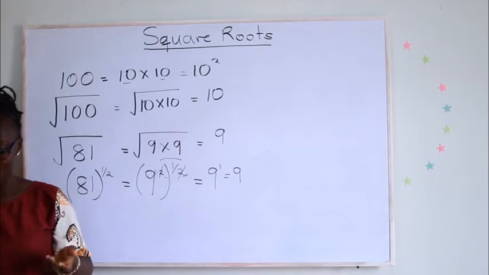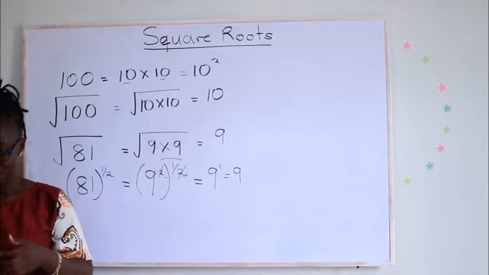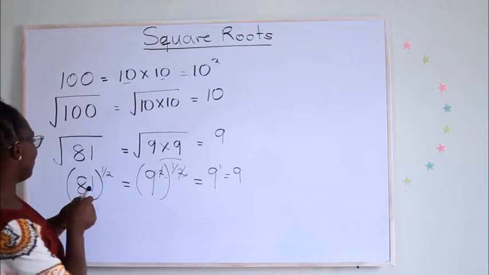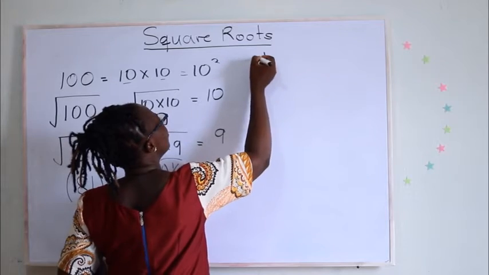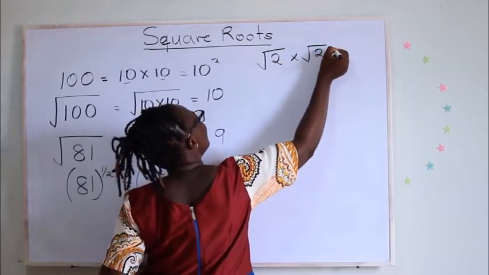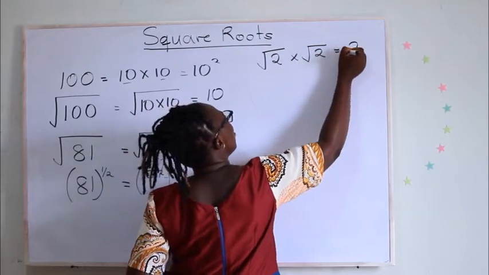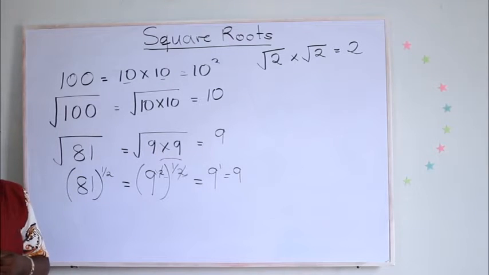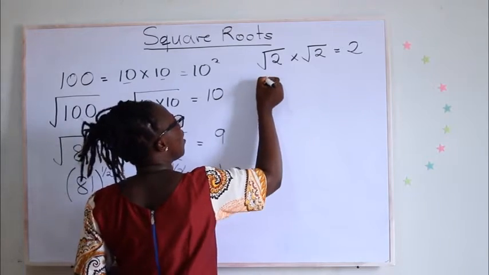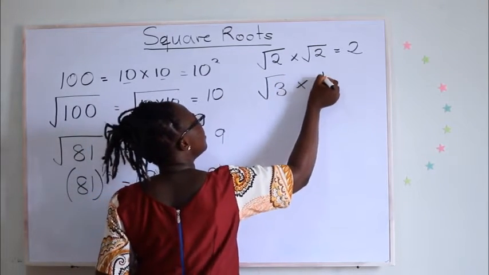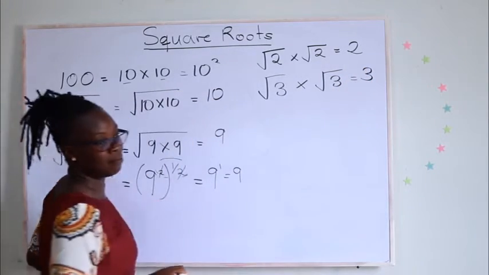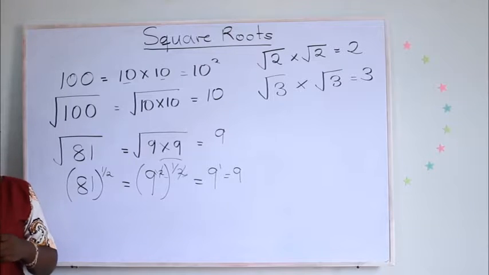The square root of a number multiplied by itself gives the number. So if I have the square root of 2 multiplied by the square root of 2, I still get the same result as 2. That is what it means. So that's another example. The square root of 3 times the square root of 3 will give us 3.